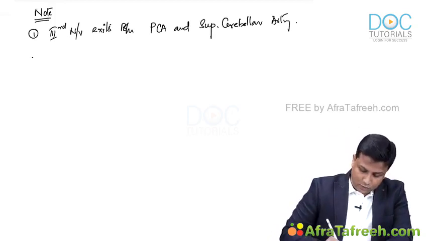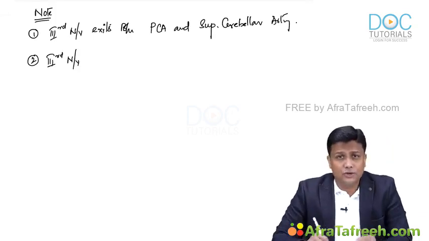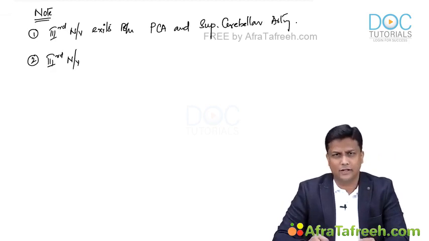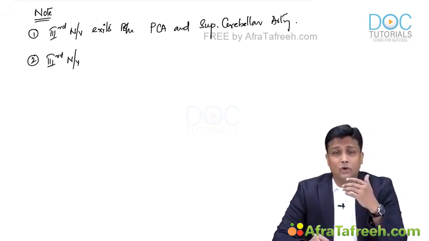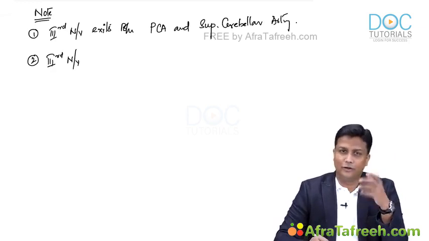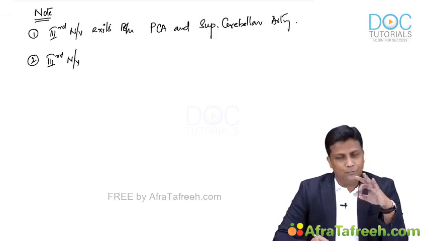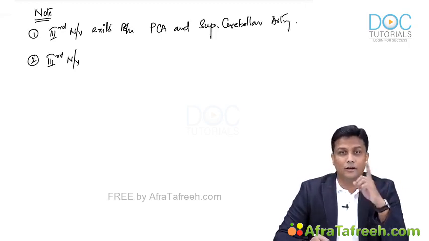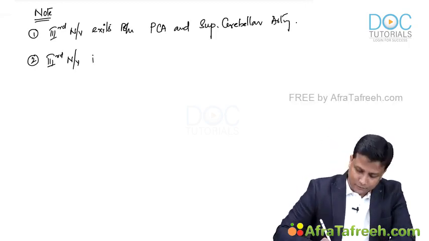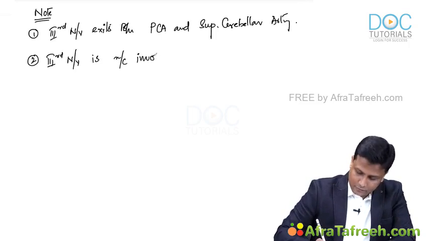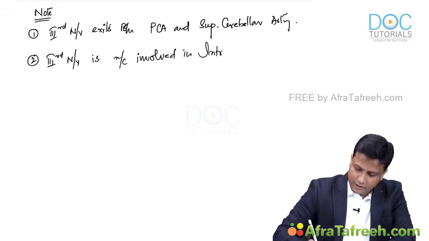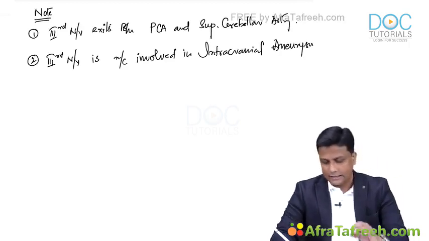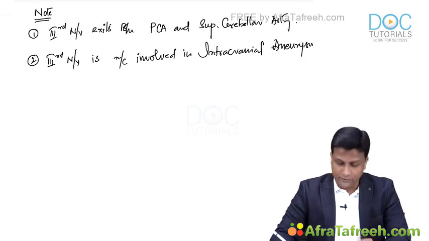Next, one more point to note here is that the third nerve is the nerve which is most commonly involved in intracranial aneurysm, guys. The reason being, it is in very close proximity with the circle of Willis. I hope you have heard about Berry aneurysm and all. So the third nerve is in very close proximity with the circle of Willis. That's the reason why it is most commonly involved in intracranial aneurysm. So out of all your cranial nerves, the cranial nerve which is most commonly involved in aneurysm is the third nerve.